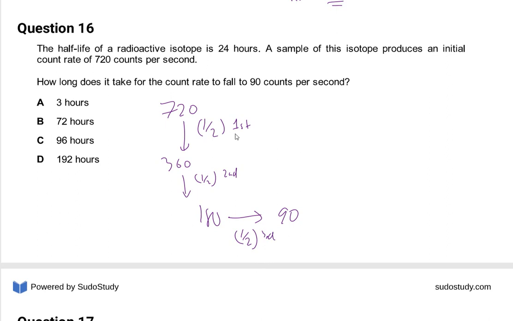Now we have 1, 2, 3 half-lives. Each half-life takes 24, so therefore 24 hours multiplied by 3. You guys know maths better than I do. Therefore we end up with 72 hours. So therefore the answer is B.